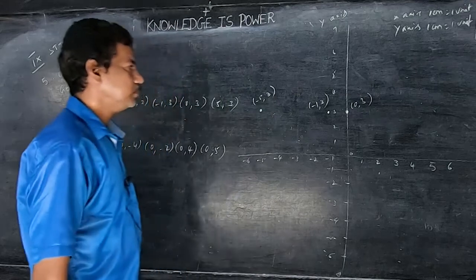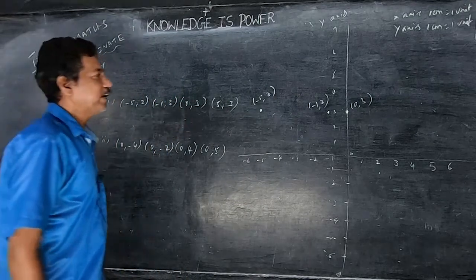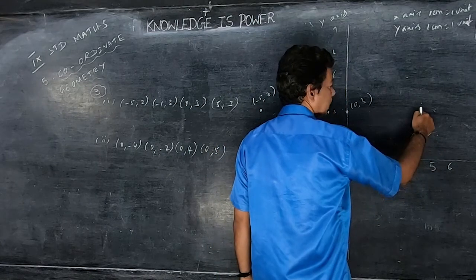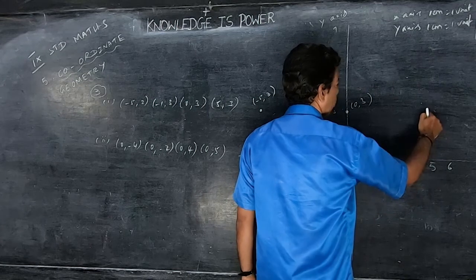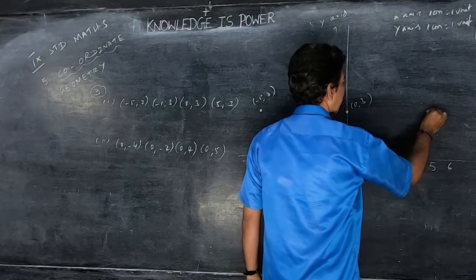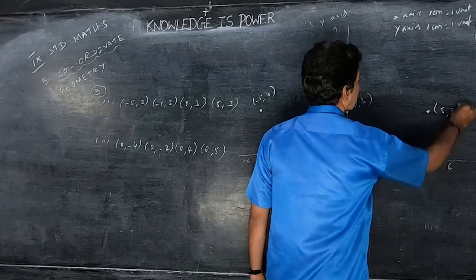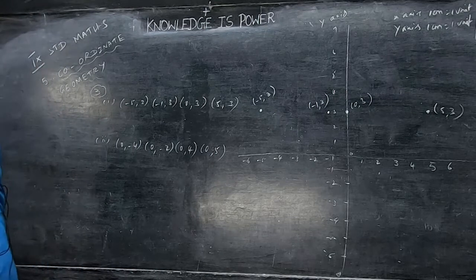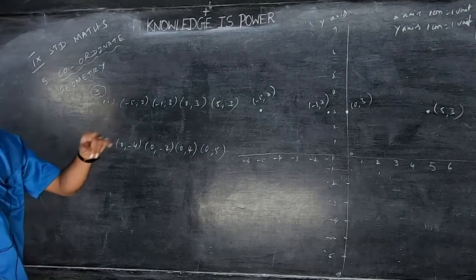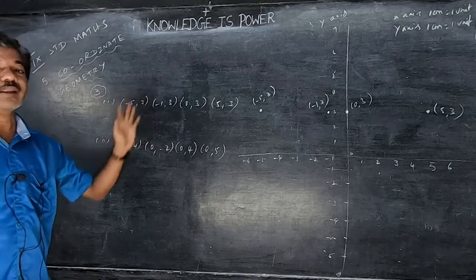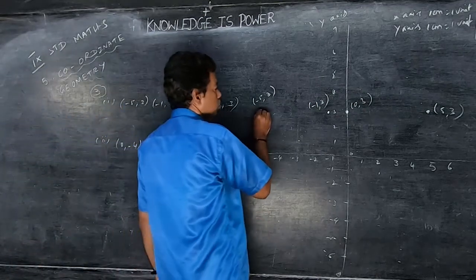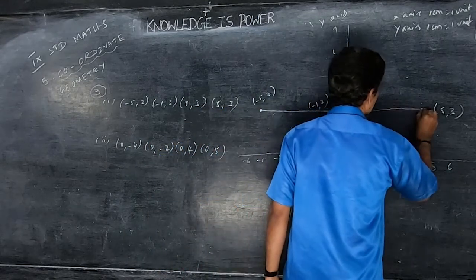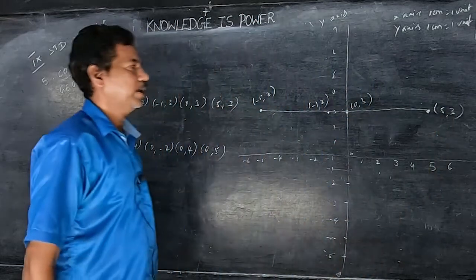And the last one will be what? 5 comma 3. So x-axis will be 5, y-axis will be 3. So here you have to place the point 5 comma 3. Can you able to follow? Any doubt in this? Okay, first you plot the 4 points that are given. So join all these points. Can you able to follow?